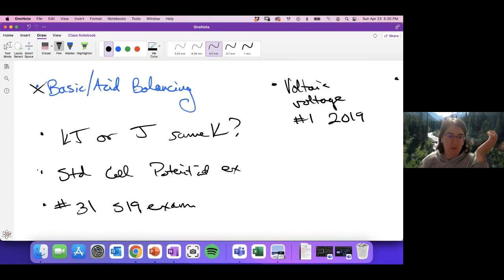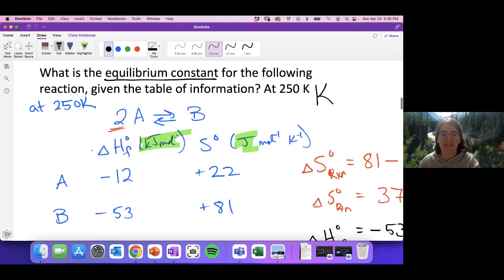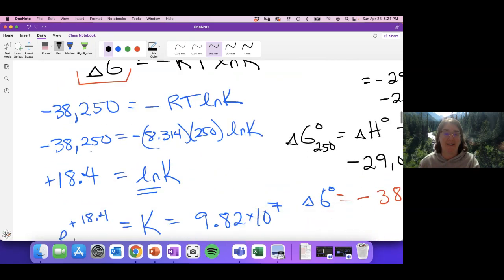So I think I answered this one. Someone is probably now feverishly typing into the chat. Okay, kilojoules or joules, same value of equilibrium. Yes. As long as you are consistent, it does not matter.